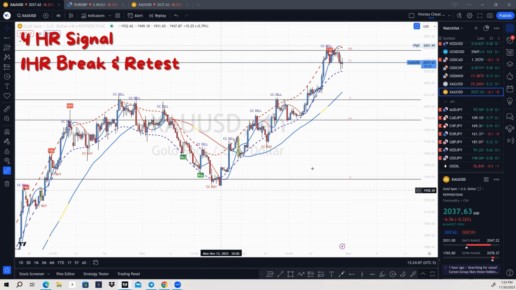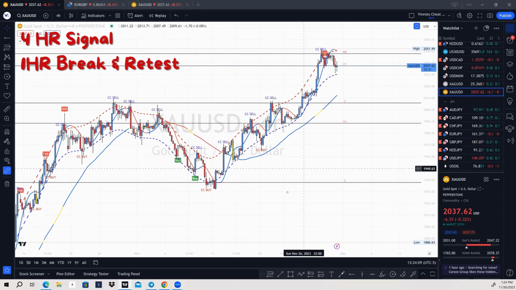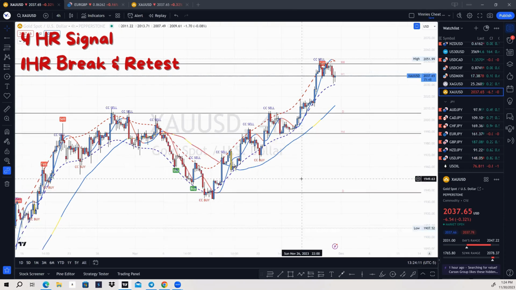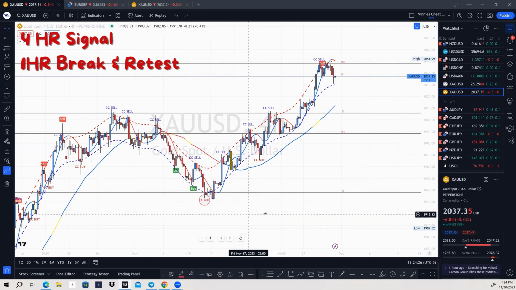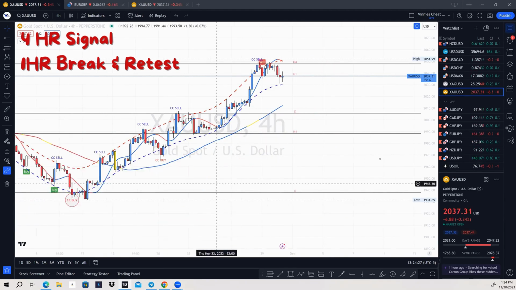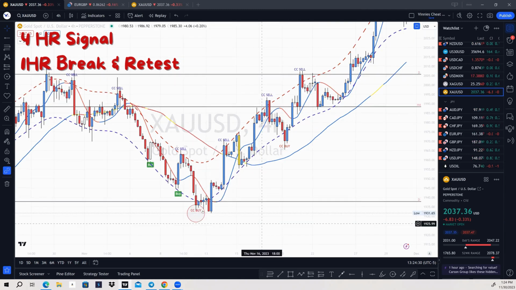All right. So we have an example here on gold, 4-hour time frame. And you know the GSA strategy is a 4-hour signal, 1-hour break and retest. So we're going to take a look at this example right here. We have a CC buy. We have this candle right here. We had a CC buy. Now, this is our 4-hour signal.